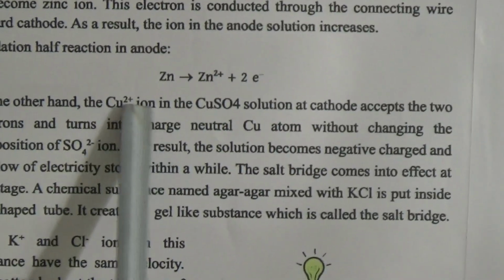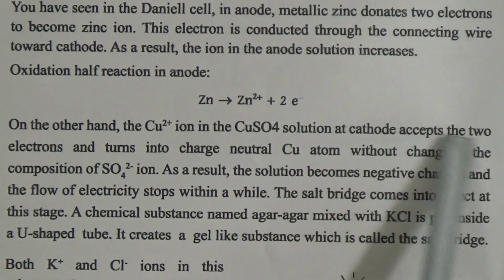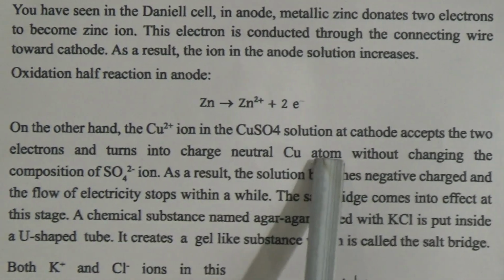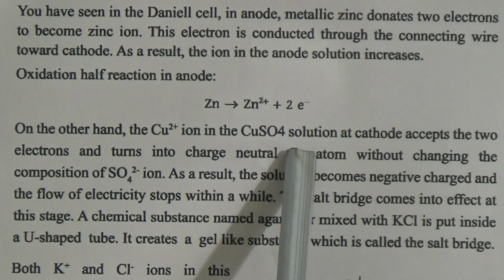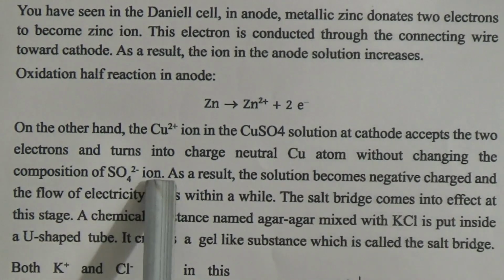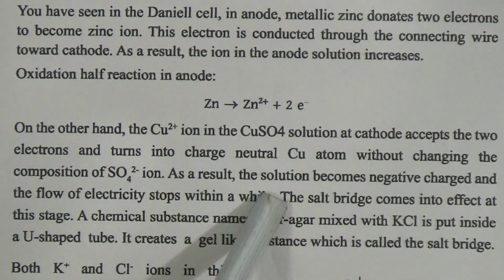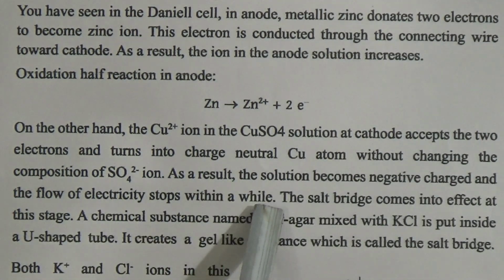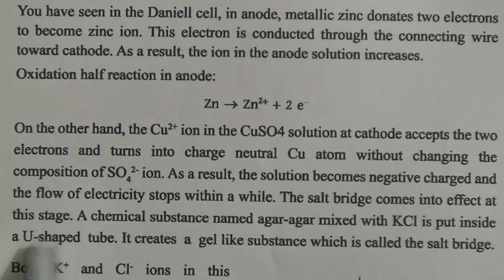On the other hand, copper 2 plus ions in the copper sulfate solution at the cathode accept 2 electrons and turn into charge neutral copper. That means it makes the copper metallic atom, leaving the sulfate anion behind, and as a result the solution becomes negatively charged and the flow of electricity stops within a while. The salt bridge comes into effect at this stage.